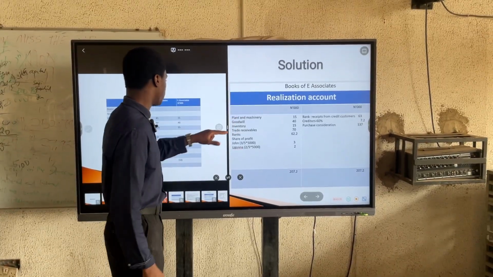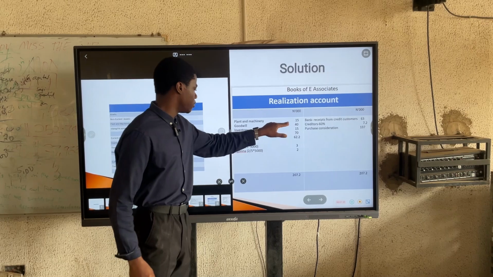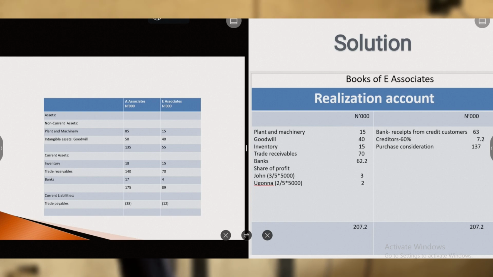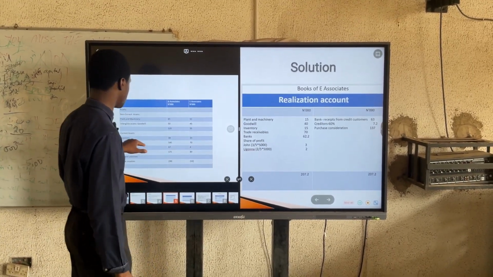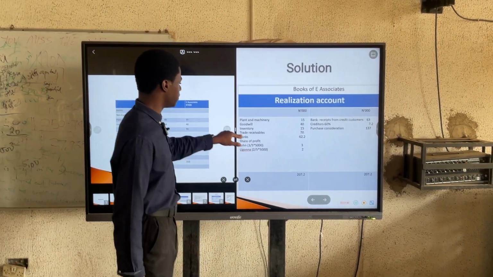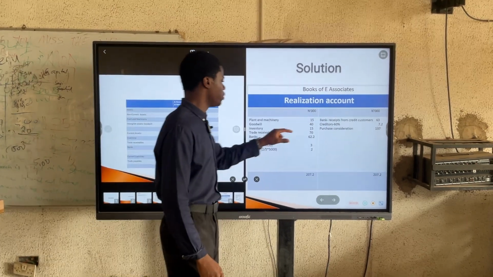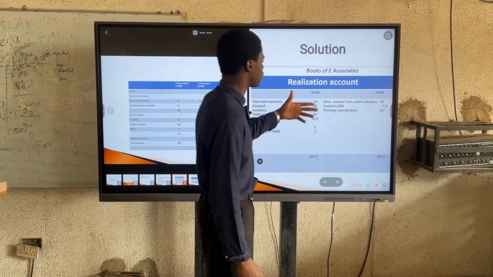So the book value for plant and machinery is what? 15. That's how they got 15. Also in the question we have 40 as goodwill, written here. Inventory 15, it's also written here. And then the trade receivables, also written here as 70. And then the bank, I'll come back to how they got the bank. Moving on to the credit side, we have the bank receipt from credit customers.